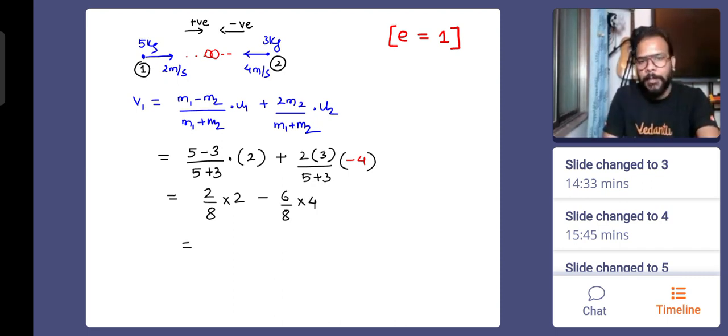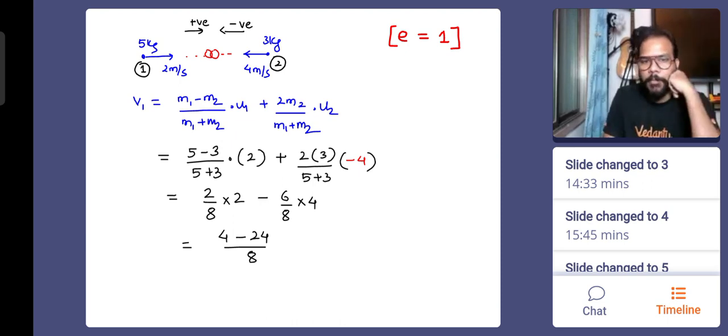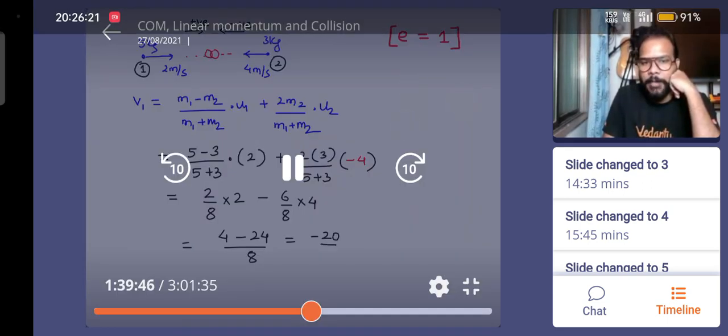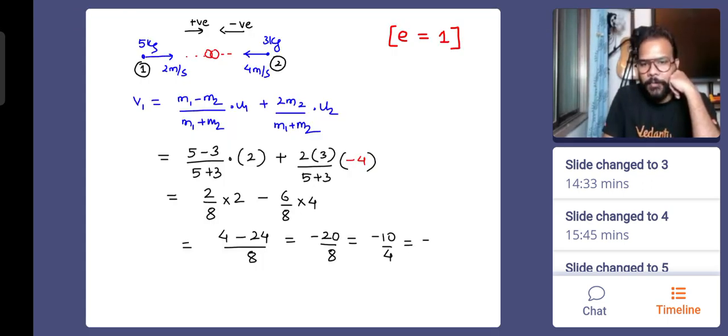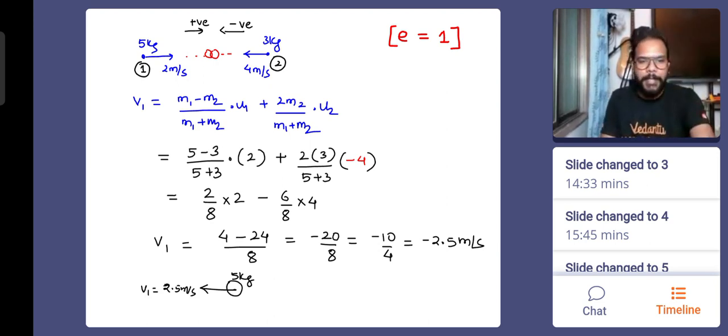So what do I have? 4 by 8, or I can say it is 4 minus 24 by 8. They both have the same denominator. This is 4 by 8, this is 24 by 8. So this is minus 20 by 8, or minus 10 by 4, or minus 2.5 meters per second. This is V1. That means after collision, the 5 kg body goes with 2.5 meters per second to the left side. Minus sign is already taken care of in the direction. So this is V1. Okay guys, direct application of formula.